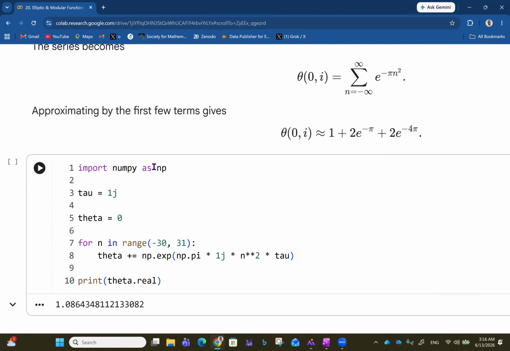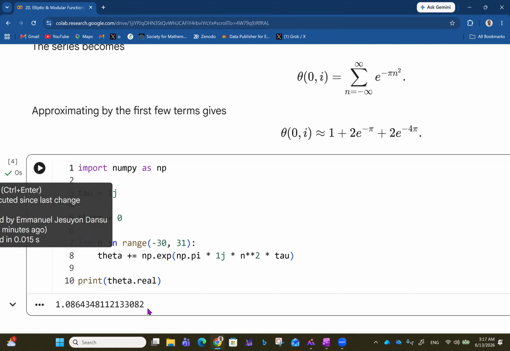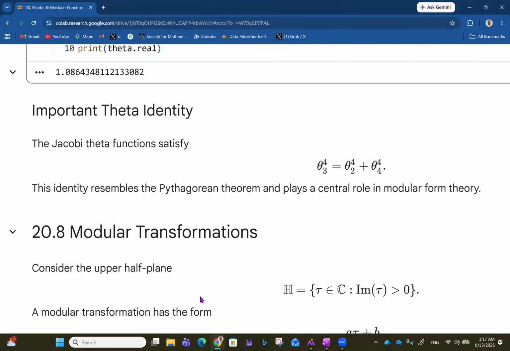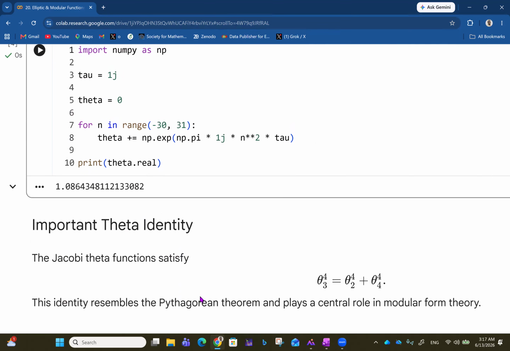Now, we can demonstrate that here. We have to import numpy as np. Tau is 1j, that's complex. Theta is 0. So for n in range minus 30 to 31, we add to theta the exponent of minus pi n squared tau, like that. So if we print the real part of theta, we get this: 1.08643481121133082.